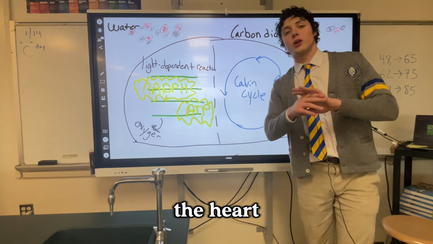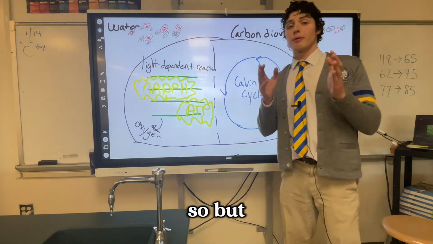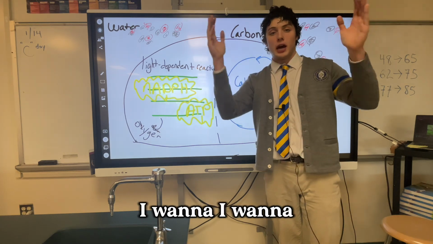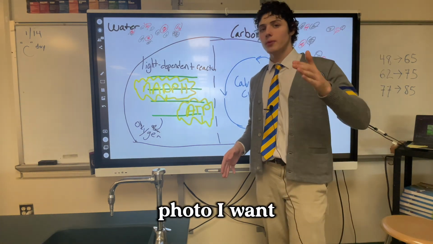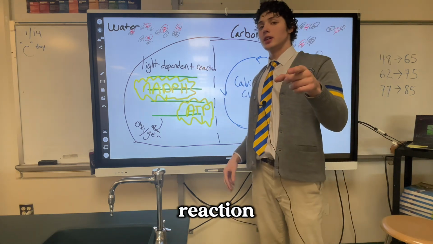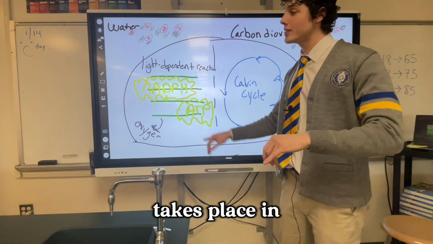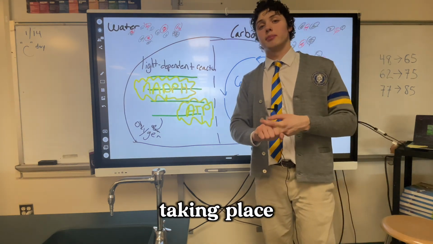So now we're going to get into the heart and soul of photosynthesis. This is what is truly going on. But first things first, we're going to divide this. I want to separate this first into photo and synthesis. When you think photo, I want you to think this light-dependent reaction. Now, where does that light-dependent reaction take place? A little quiz here. It takes place in the thylakoid. Okay, not the lumen, but the thylakoid is where it's taking place.